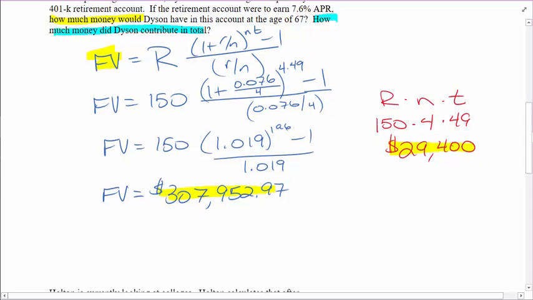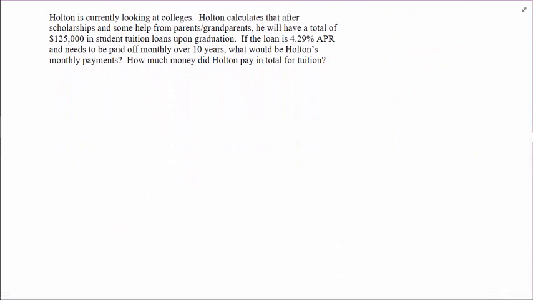The second problem we're going to do involves Holton. Holton's currently looking at colleges. Holton calculates that after scholarships and some help from his parents and grandparents, he'll have a total of $125,000 in student tuition loans upon graduation. If he can secure a loan at a 4.29% APR that needs to be paid off monthly over 10 years, what would Holton's payment be? How much money did Holton actually pay for tuition?